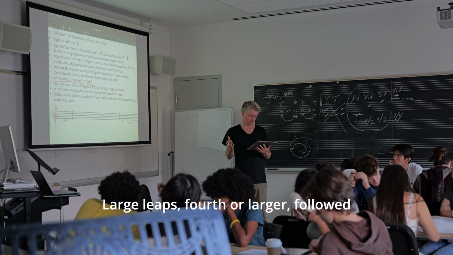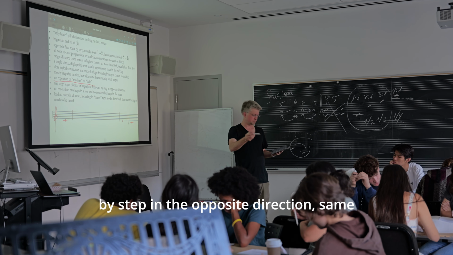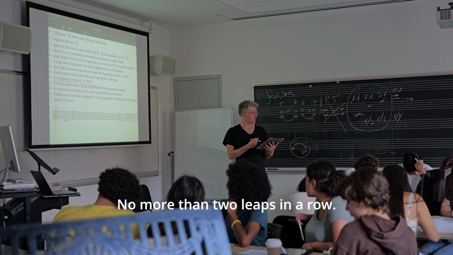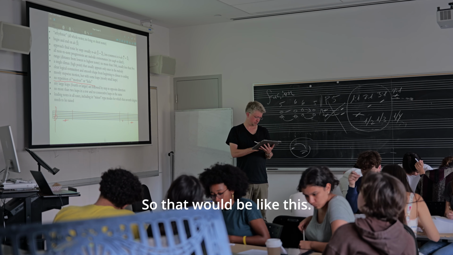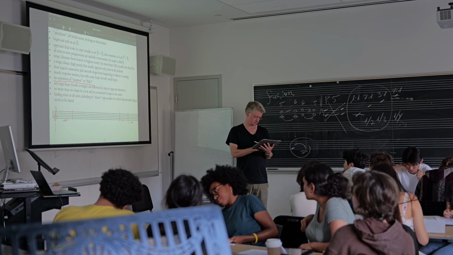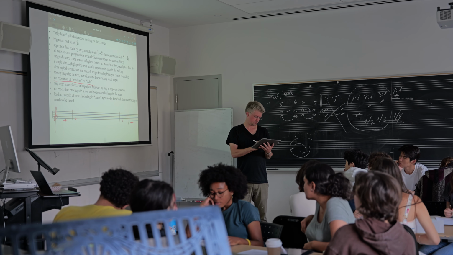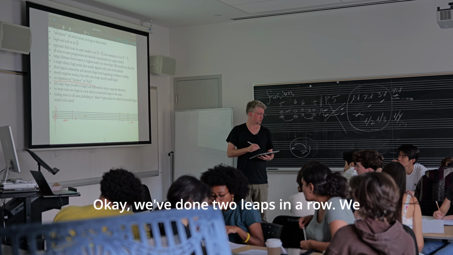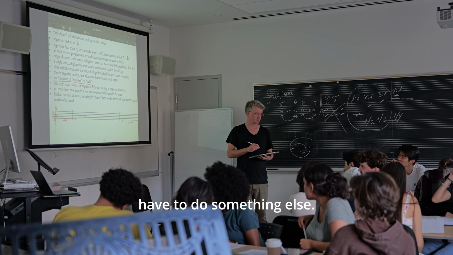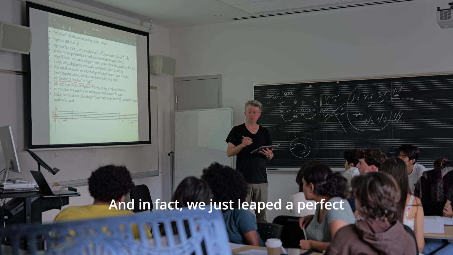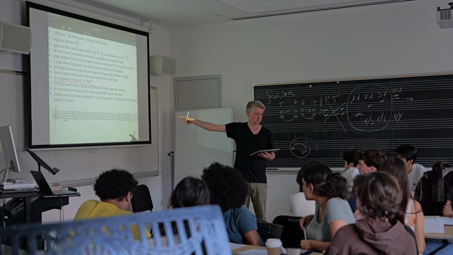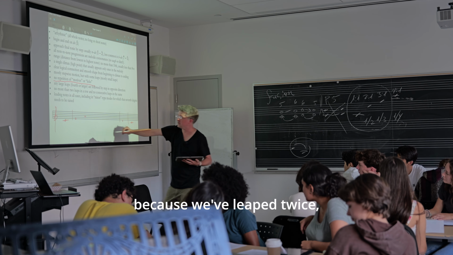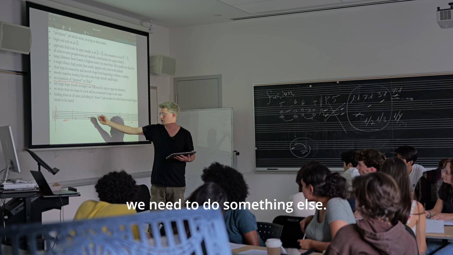Large leaps, fourth or larger, followed by a step in the opposite direction, same as what I just told you. No more than 2 leaps in a row. So that would be like this. Okay, we've done 2 leaps in a row. We have to do something else. In fact, we just leapt a perfect fourth, so what do I have to do? We could keep going, but in this case, because we've leapt twice, we need to do something else.